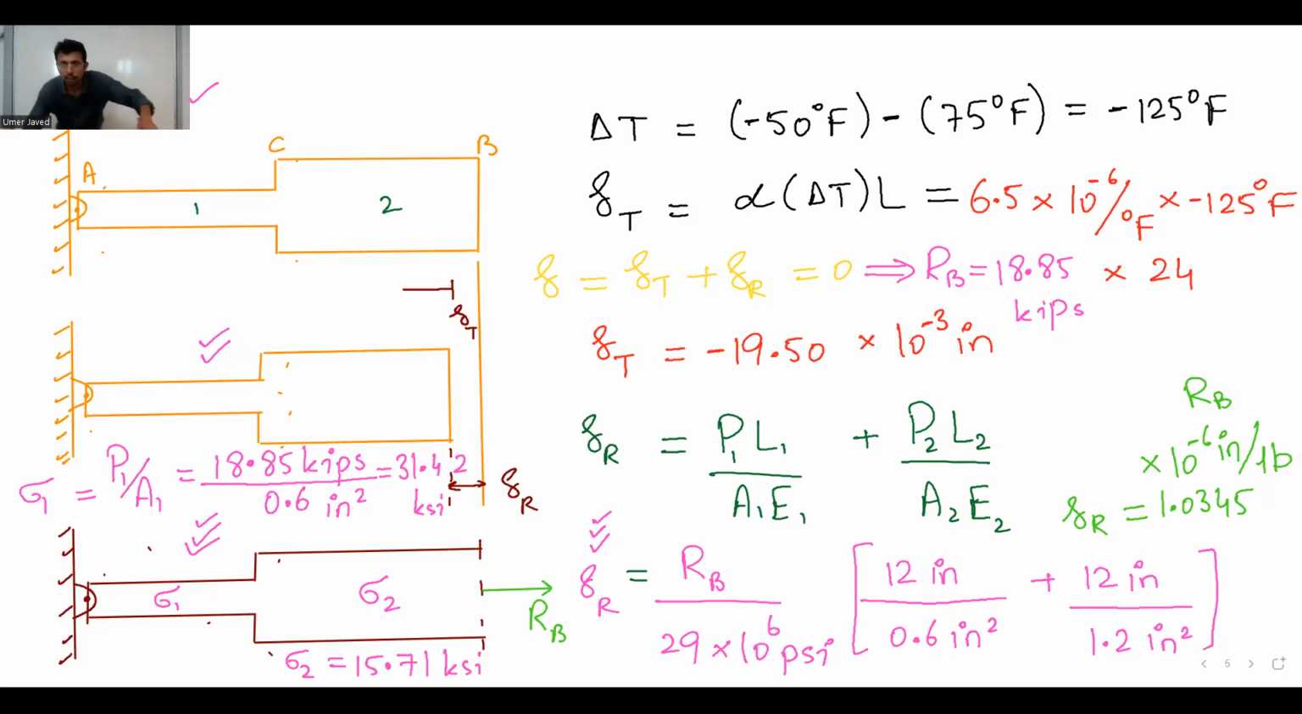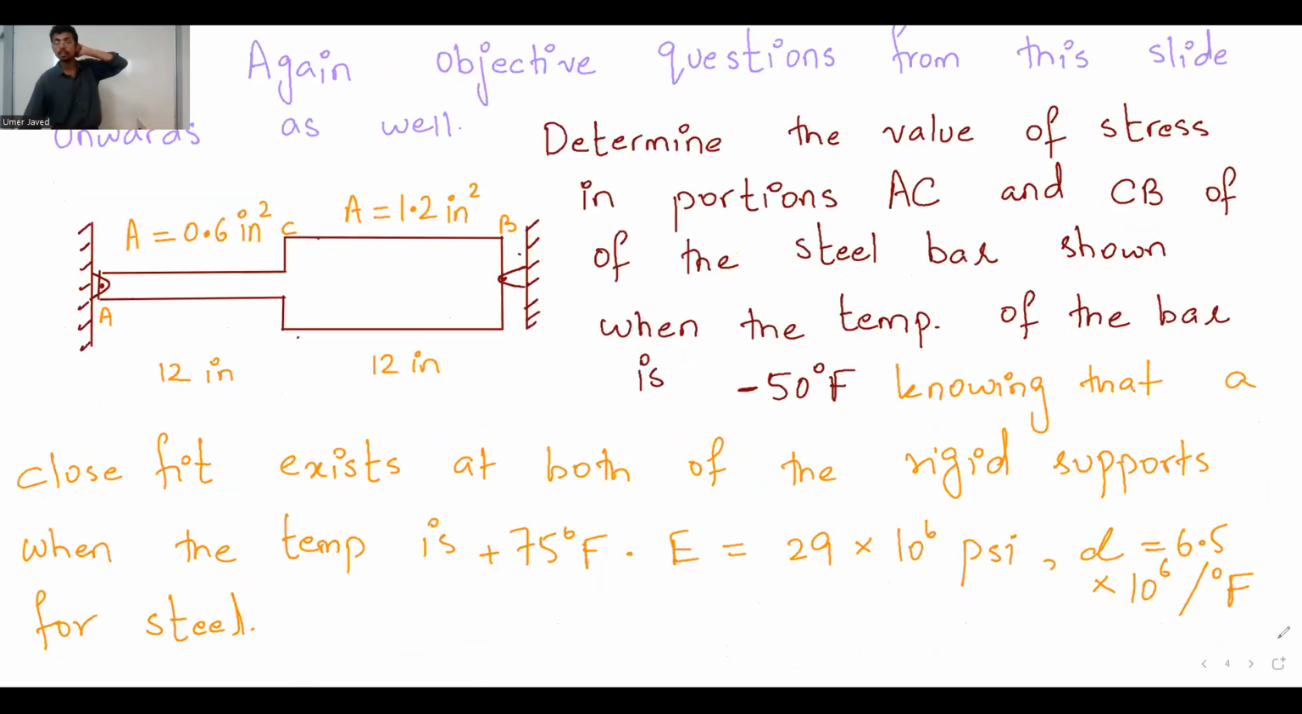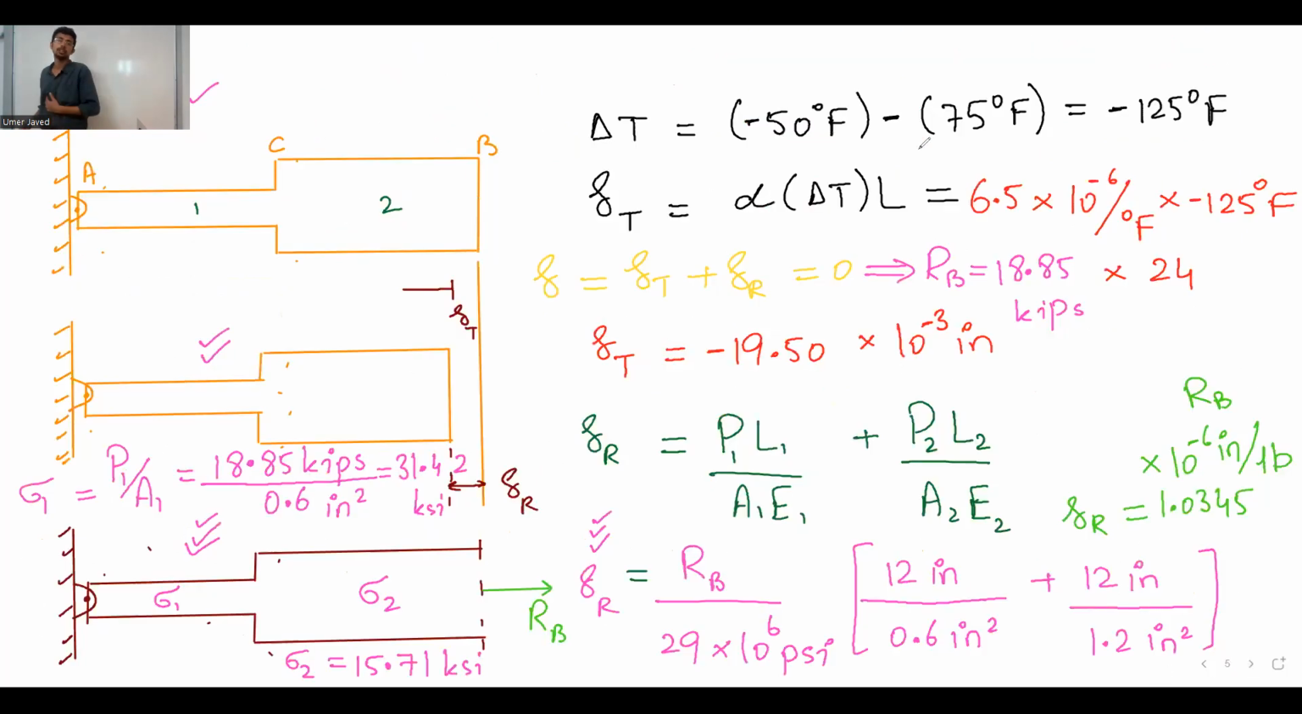So hang on. Look. This is the real problem. Determine the value of stress in portions AC and CB of the steel bar shown when the temperature of the bar has become -50. Knowing that initially when you designed the structure, a close fit existed at both of the rigid supports and the temperature was 75. But the operating condition has become -50. So the temperature has dropped. They want you to tell them what are the stresses that are induced in the structure.